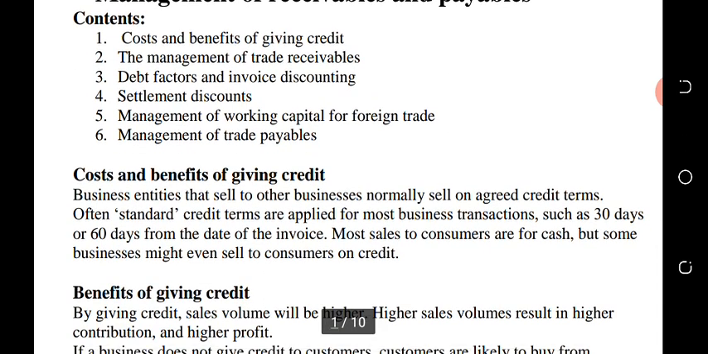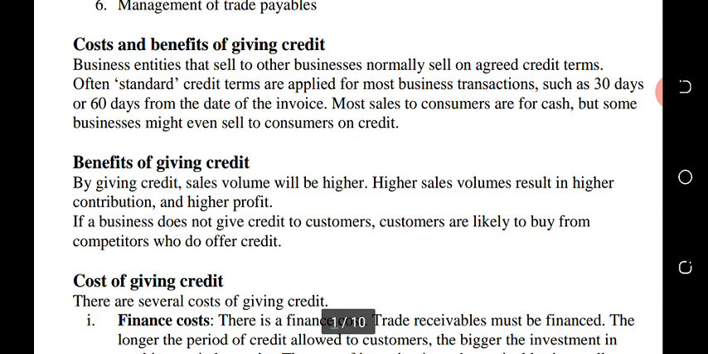Then there is management of working capital for foreign trade. So we want to know how we can manage our working capital for foreign trade. Then the management of trade payables, and how we manage our trade payables, just as we do to manage our trade receivables. Now let's flow from our content of the topic.